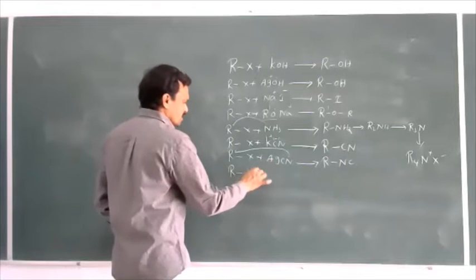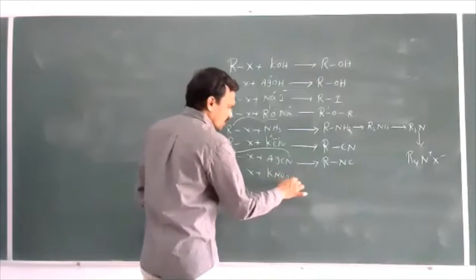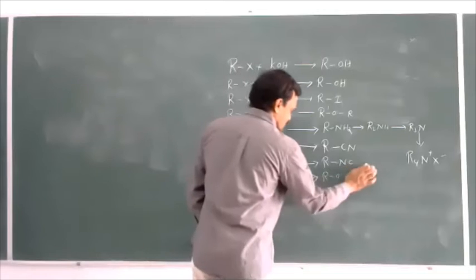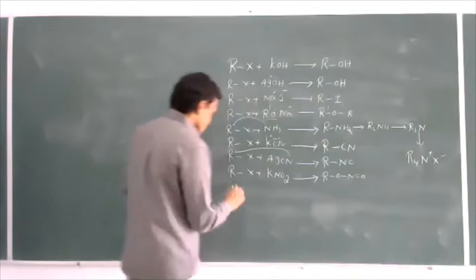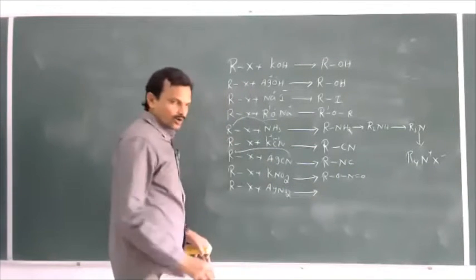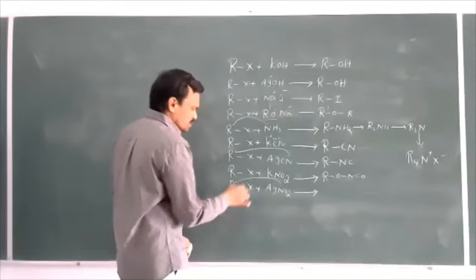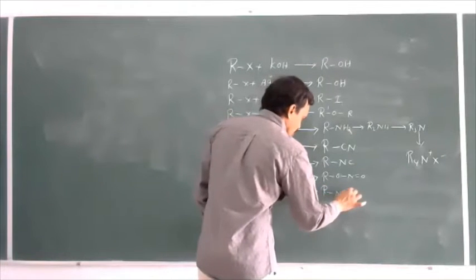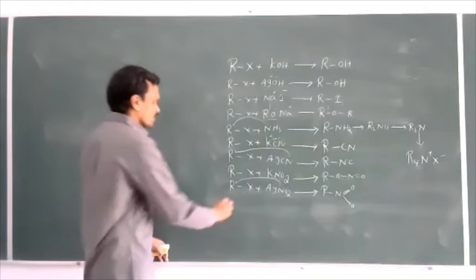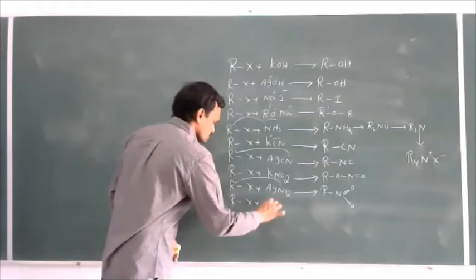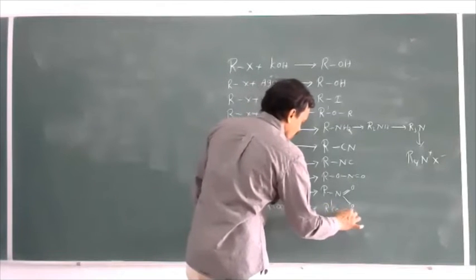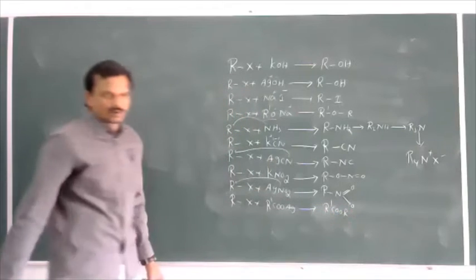If haloalkane is allowed to react with KNO2, then it gives R-ONO by ionic mechanism. Whereas when this haloalkane is allowed to react with AgNO2, this reaction takes place by covalent mechanism where nitrogen can donate its electron pair to the alkyl group. Then we can get RNO2. And one more is RX plus R dash COOAg gives rise to R dash COOR plus AgX. Ester will be formed as the product.